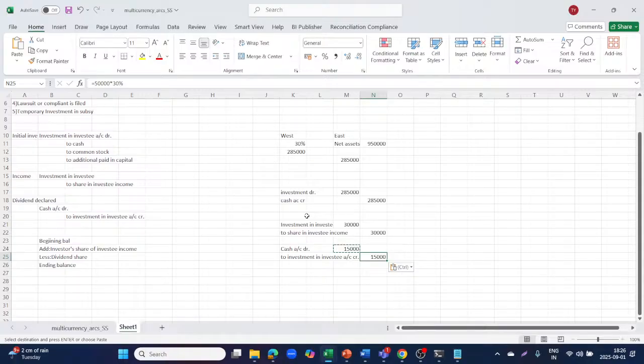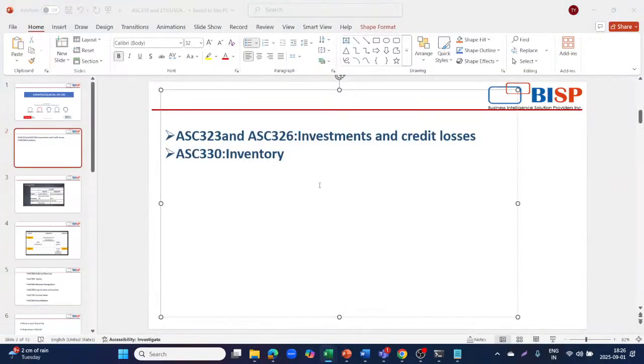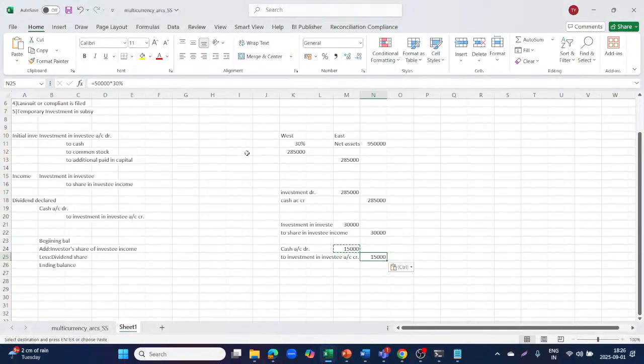Okay, so this was about the investment. Here we have seen till now how to record the investment with the help of the equity method. Now you can see the credit losses, which we have to see in accounting standard codification 326.